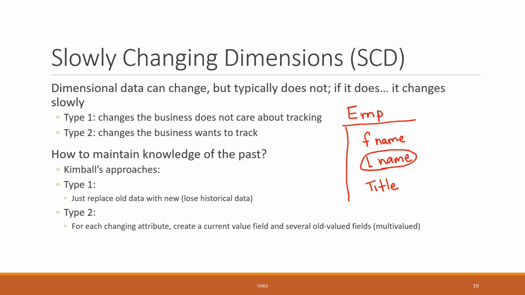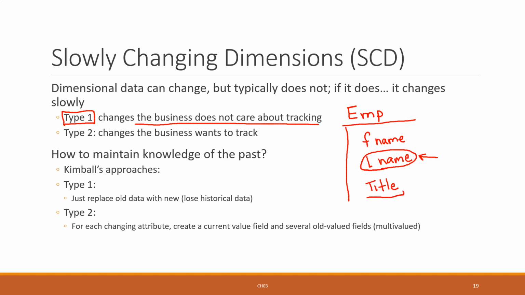Now, we have to make a decision as an organization if an employee changes their last name, if we care to track it or we care not to track it. So if an employee decides to change their name, typically organizations do not care about tracking a name change. So this is what we call a type 1 slowly changing dimension. It's a change the business does not care to track.